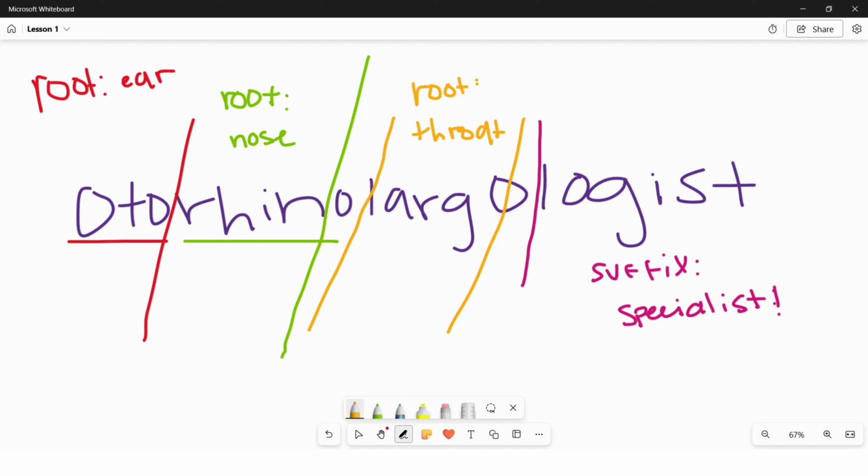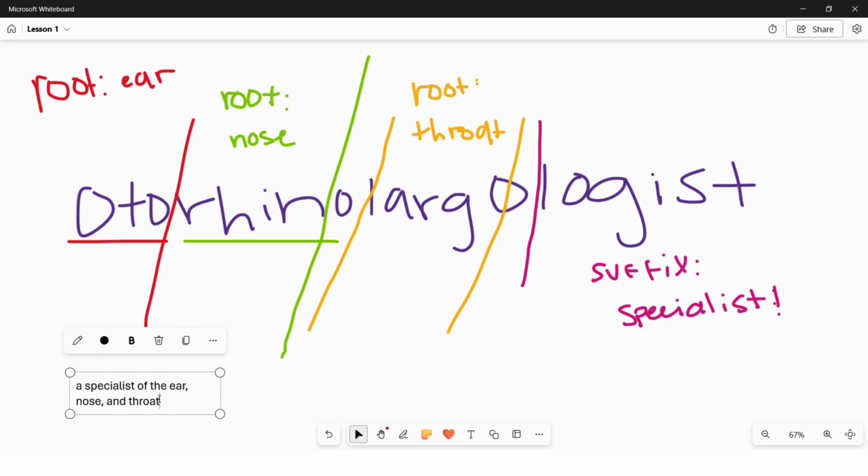So the entire term combined is a specialist of the ear, nose, and throat, also known as an ENT. Okay, so that is our dive into the introduction to medical terminology.